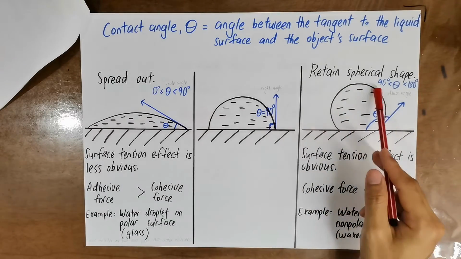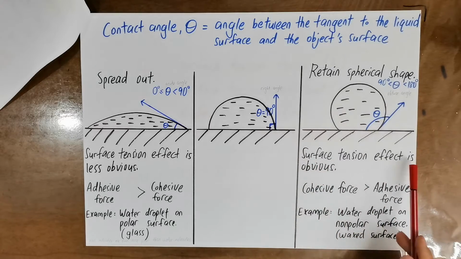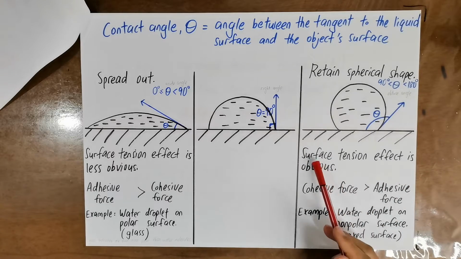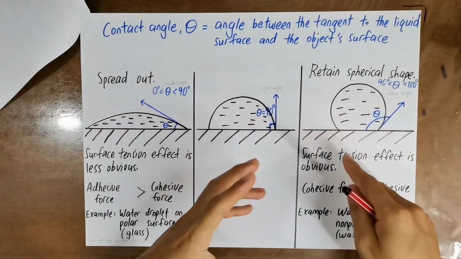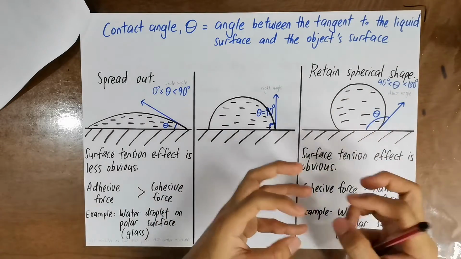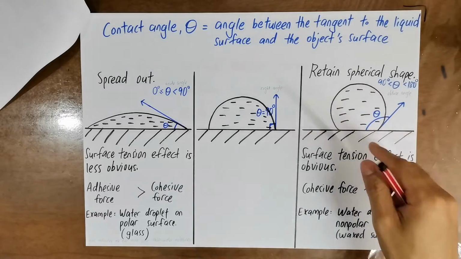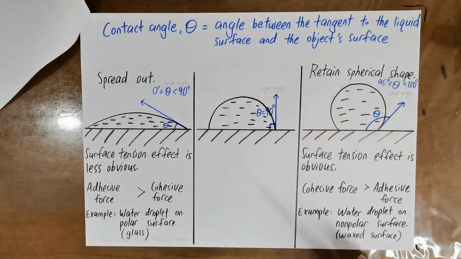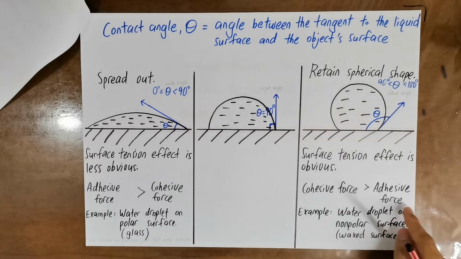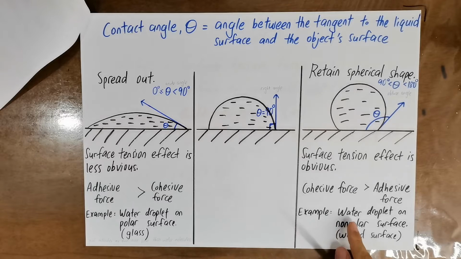For this droplet, the surface tension effect is really obvious. Because the surface tension effect will make sure that the overall surface area of the liquid is minimized, so that the whole liquid can stay in the lowest possible energy state. So the cohesive forces are greater than the adhesive forces. For example, the water droplet is on a non-polar surface like a waxed surface.